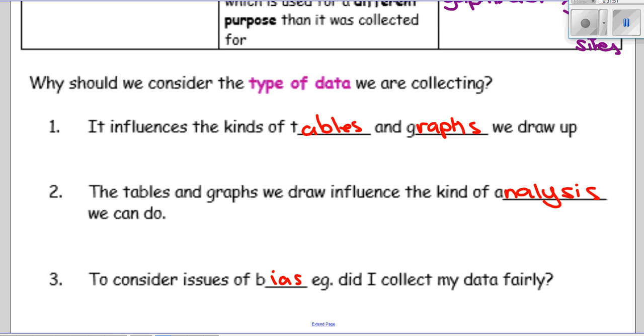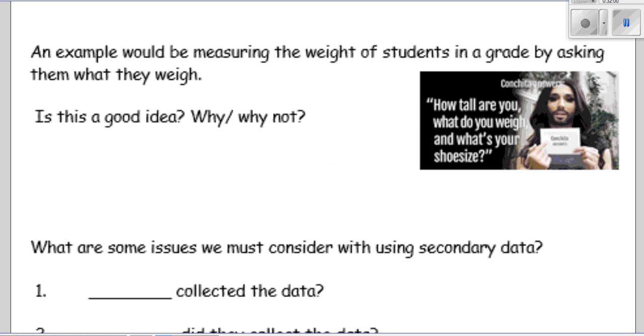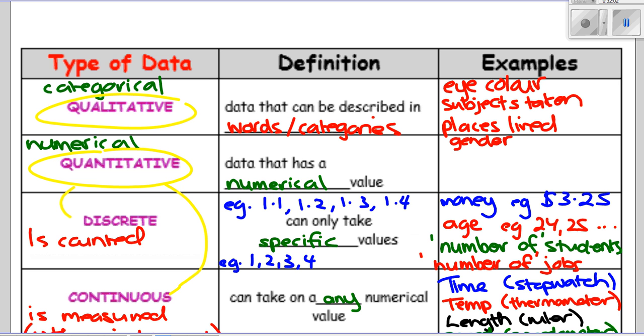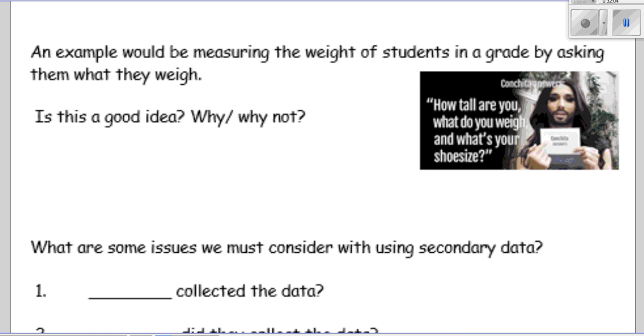Okay, did I collect my data fairly and all that kind of stuff? Yeah. Am I on the right page? Yes. Okay, all right, so this is an example: is this data collection valid or not?